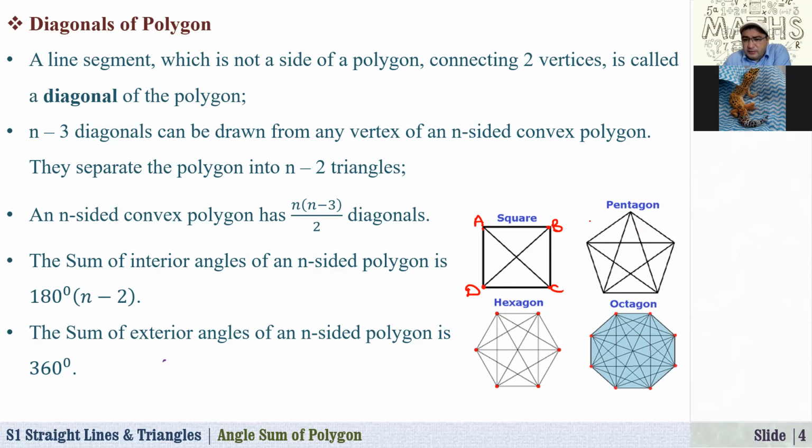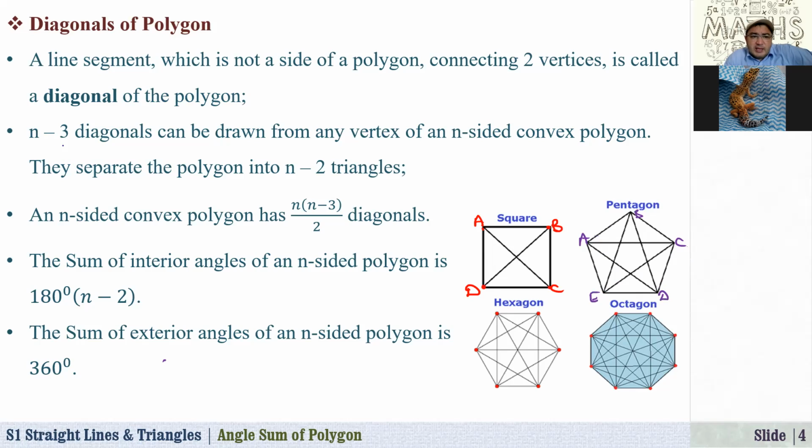How about this pentagon? Let me label its vertices, let's say this is A, this one is B, this one is C, this one is D, and this one is E. Let's say AC, non-adjacent; CE, non-adjacent; AD, non-adjacent. So by connecting non-adjacent vertices, we can obtain the diagonals of any polygon. But here particularly, we are talking about the pentagon.